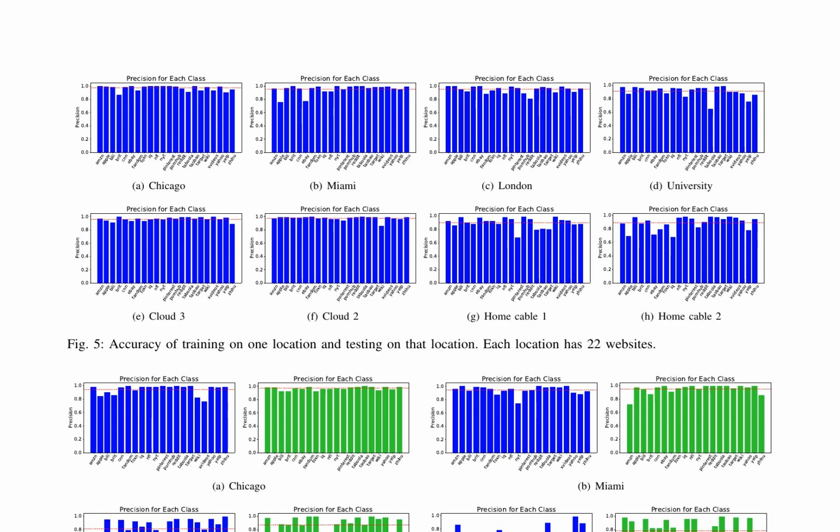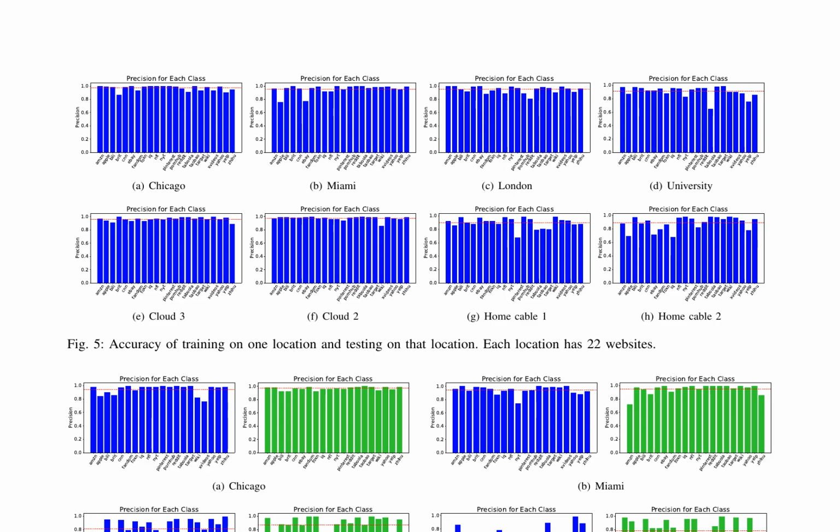The authors present the results of seamless website fingerprint attacks in various environments, focusing on the precision of attacks within a specific location. Figure 5 displays the accuracy of training on one location and testing on that location, with each location comprising 22 websites. The results show that the proposed WF-Net model achieves high accuracy in all locations, with precision varying across different websites.